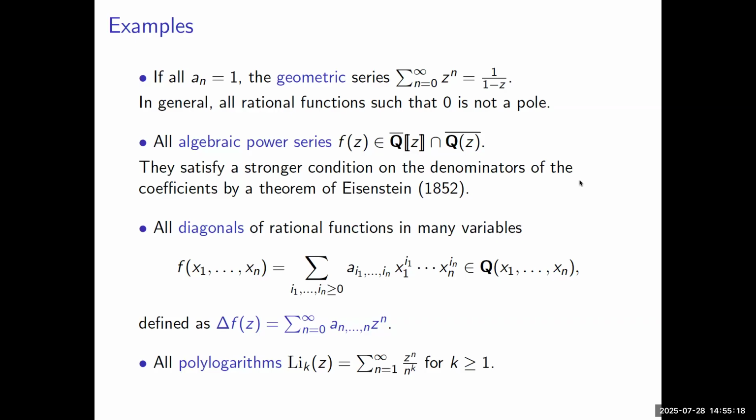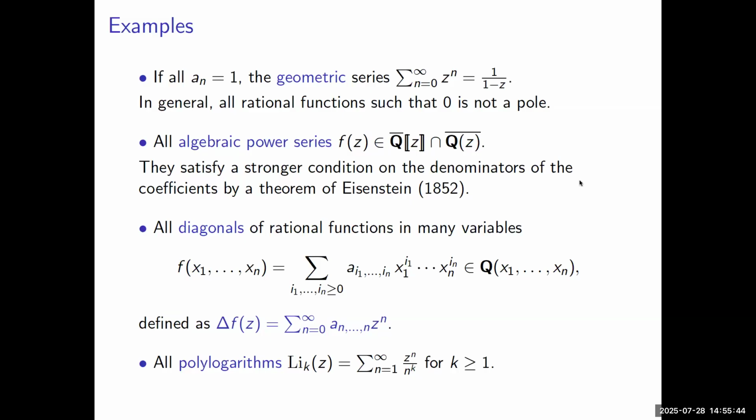Yeah, so it's a stronger condition. Some construction you can do is you can start with a rational function in many variables given as a power series, and then form what is called the diagonal. So you take the diagonal coefficients, so A0,0,0, A1,1,1, and then you create a generating series. And then this is a G function.